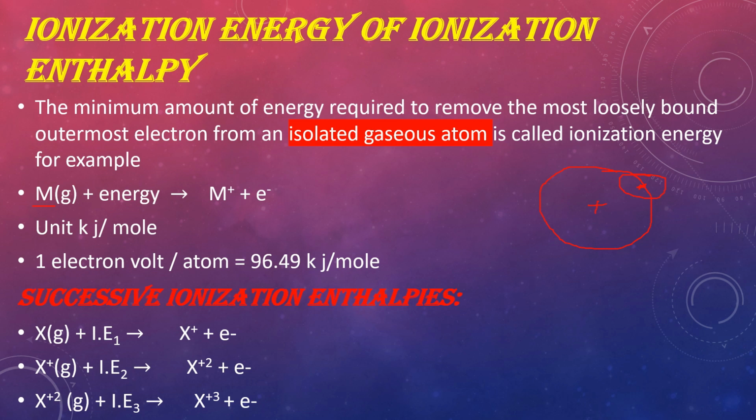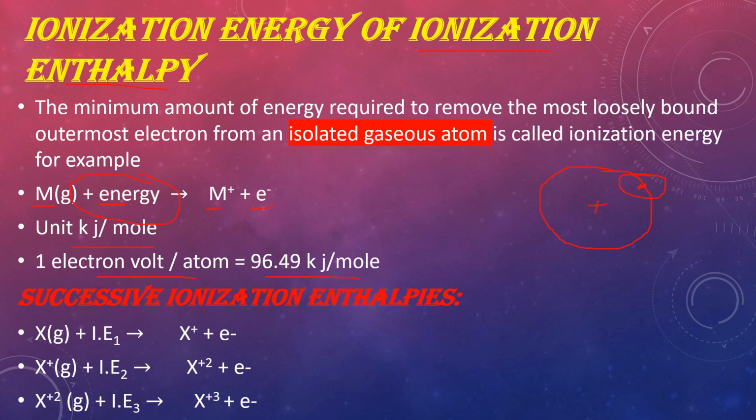Whenever a metal atom in the gaseous phase is supplied with some energy, an electron is removed and the metal is converted into a cation. The energy required for this process is termed the ionization energy or ionization enthalpy. Nowadays we use the term ionization enthalpy. The unit of ionization enthalpy is kilojoule per mole or electron volt per atom. The relation between them is: 1 electron volt per atom is equal to 96.49 kilojoule per mole.